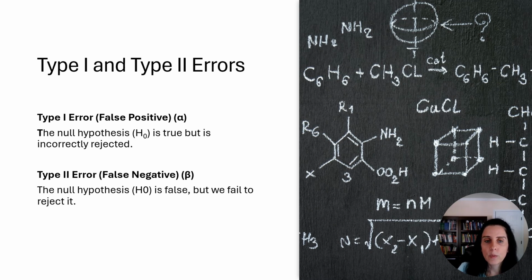Reducing the probability of one type of error typically increases the probability of the other. For instance, lowering alpha to reduce the chance of a type 1 error, making the test more stringent, can increase beta, leading to a higher chance of a type 2 error. Therefore, researchers must balance the risks of both errors depending on the context and the consequences of the decisions being made. In summary, type 1 and type 2 errors represent two kinds of mistakes in hypothesis testing, and understanding the distinction between them is crucial for interpreting test results and making informed decisions.